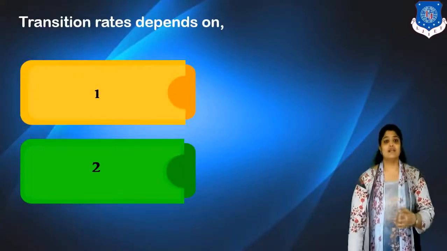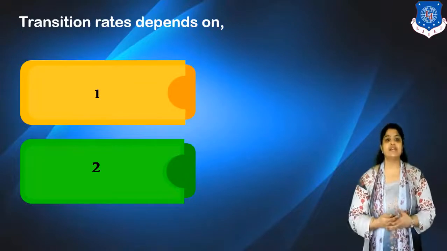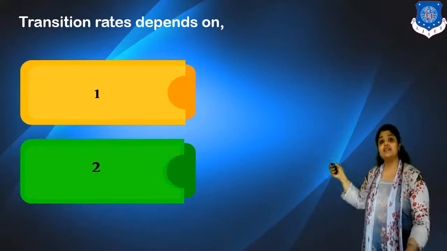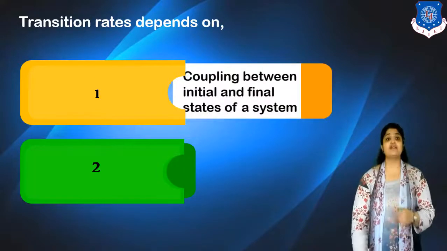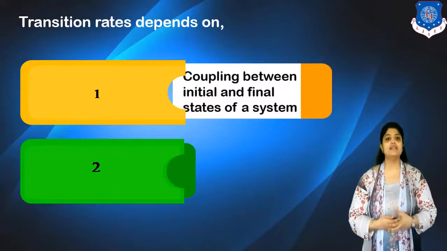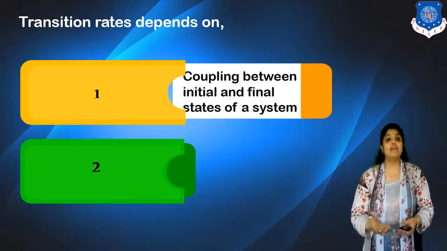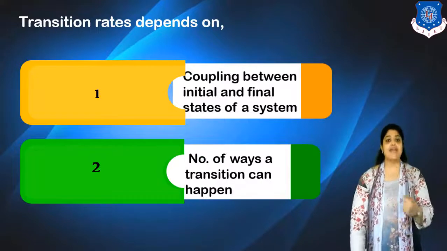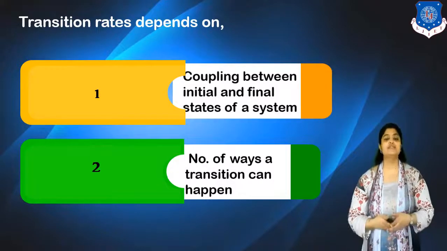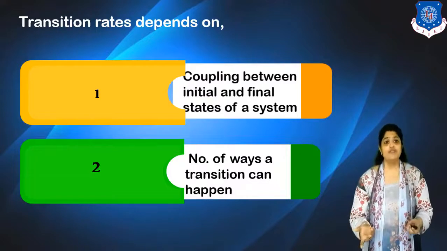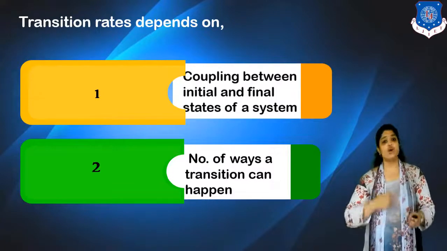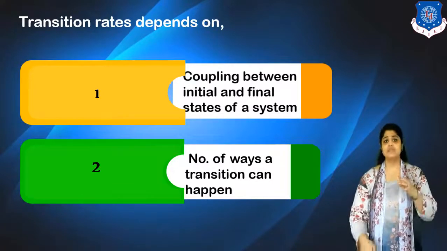Then let us discuss on what factors the transition rate depends. We are going to find out the probability of transitions, right? So let us first see on what factors these transition rates depend. The first factor is known as the coupling between the initial and the final states of a system. What do you mean by the word coupling? The strength of interaction between the initial and final states. Secondly, it depends on the number of ways the transition can happen. Number of ways can be with the help of light, with the help of electric current, or by using any other parameter. So these were the factors on which the transition rate depends.